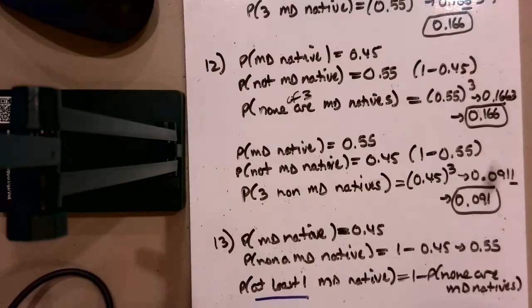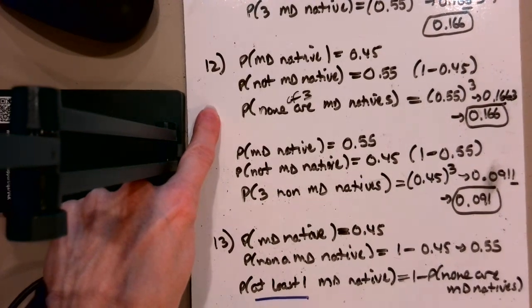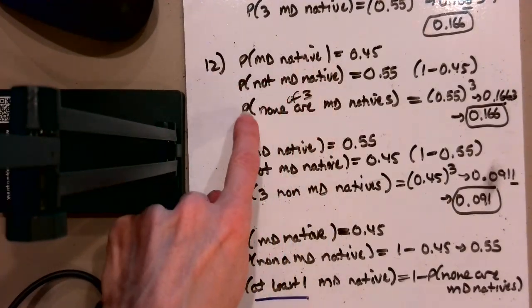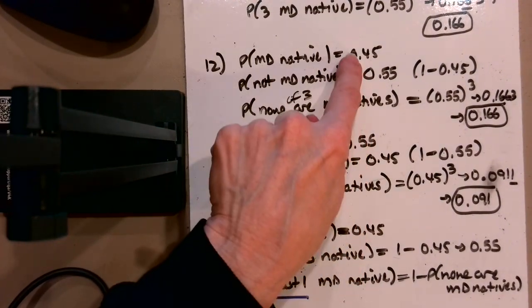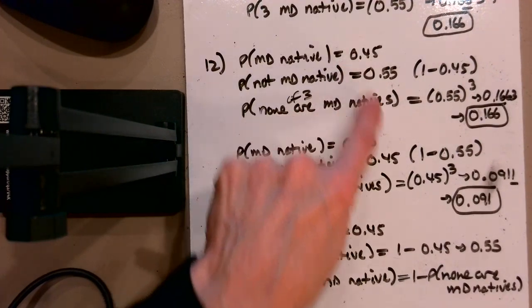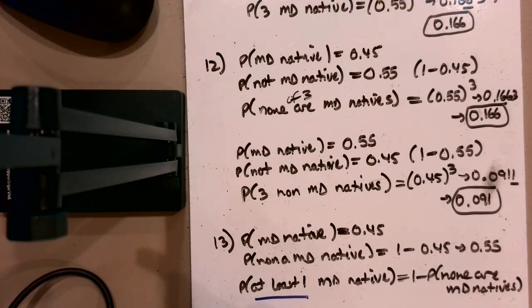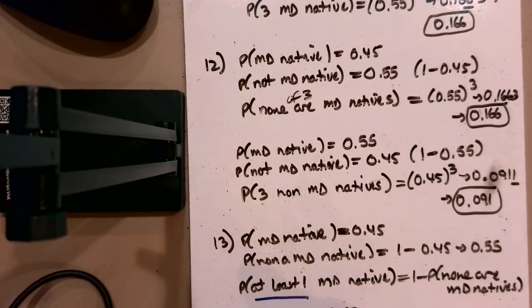So up in question 12, if the probability of a Maryland native was 45%, in question 12 we also found the probability that none of the 3 were Maryland natives. So we're going to use this version from question 12. We take 1 minus the probability that none of the 3 were Maryland natives. That answer was 0.166. So we take 1 minus 0.166, and that's going to give me my answer of 0.834.